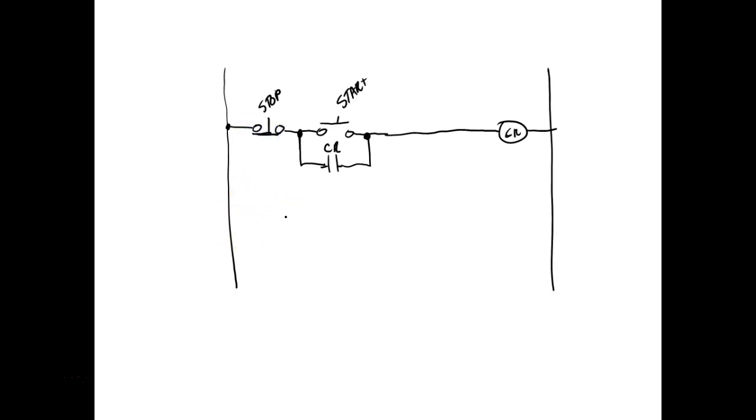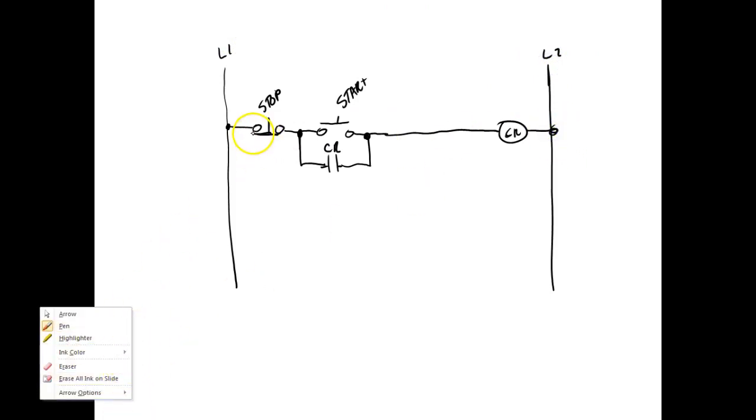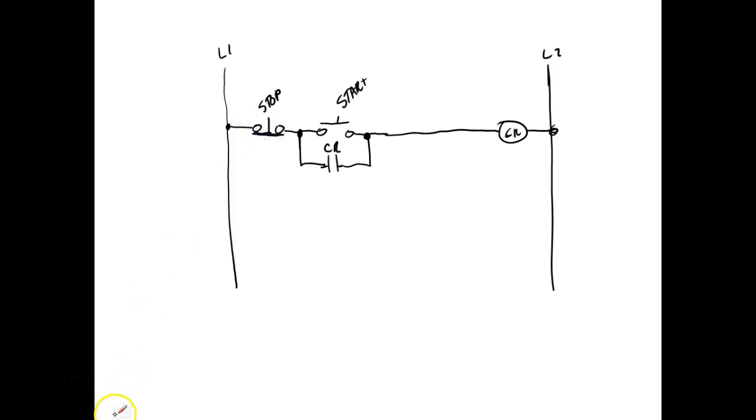We've already looked at this. So we have a button that I'm calling start. This would be L1 and L2, right? Understand that? Now I need a dot right there. So this is a normally closed push button. Okay.